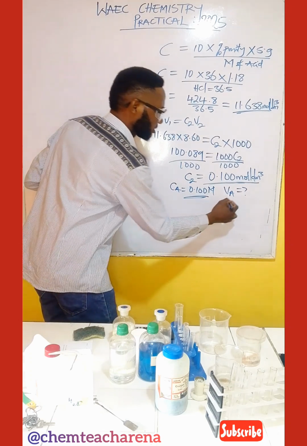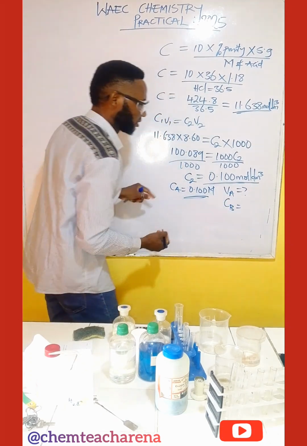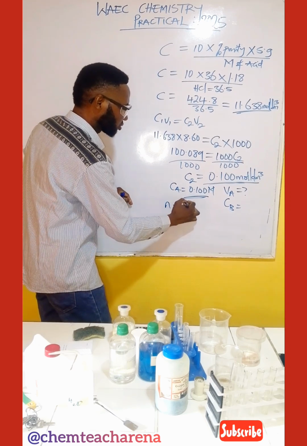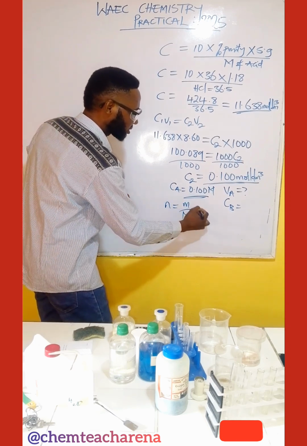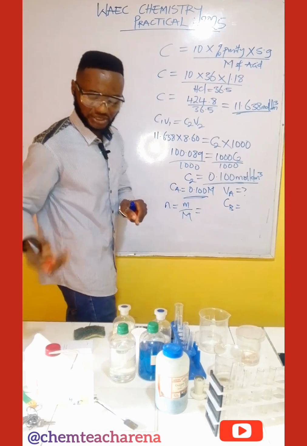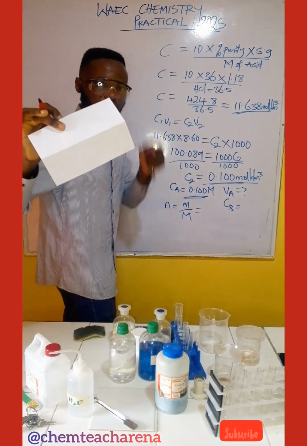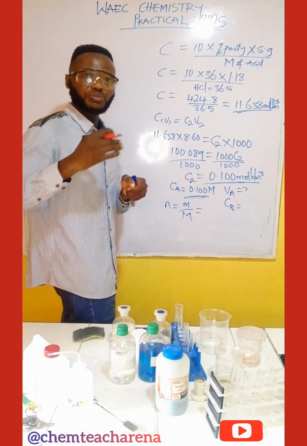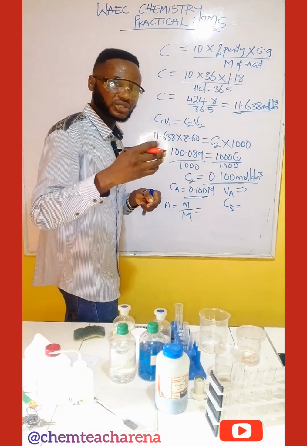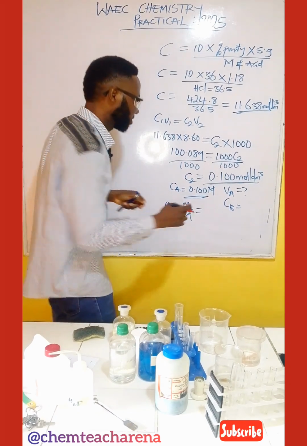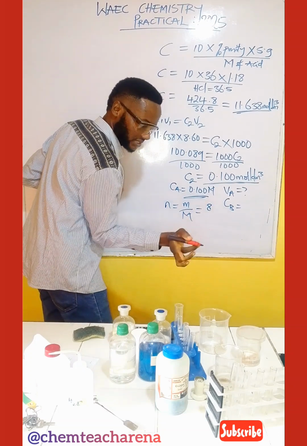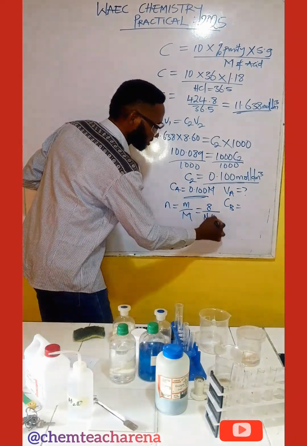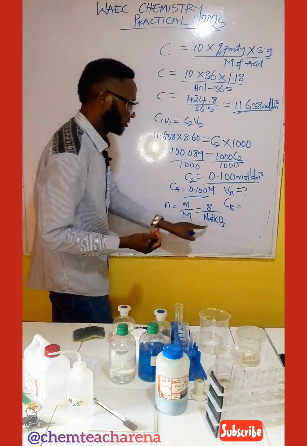Then what else again? Cb. I need to look for my Cb. How do I get my Cb? I will say that mole is equal to mass over molar mass. What is our mass? You also check here. The mass of our base, the one they say we should measure, the one we will use for the titration, is 8 gram of NaHCO3. Then the mass is 8 gram, written here. Then all over the salt, which is the base, NaHCO3, which is this one.